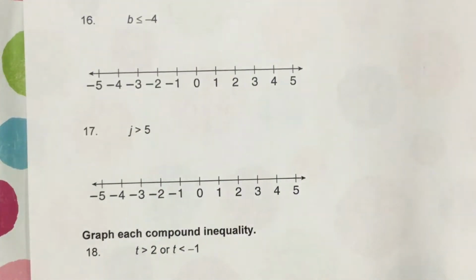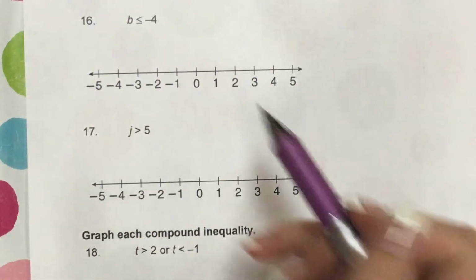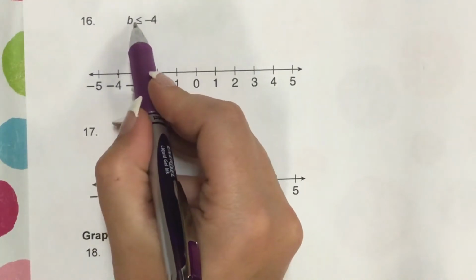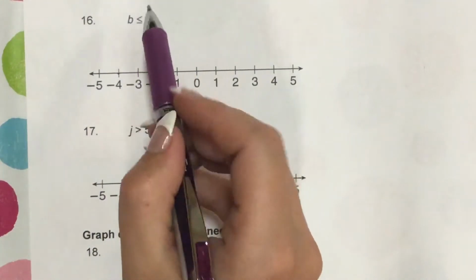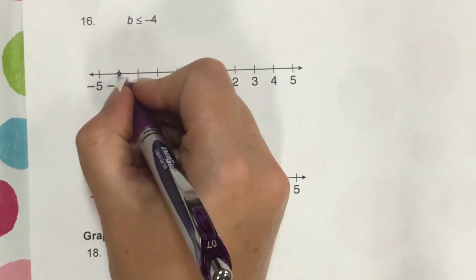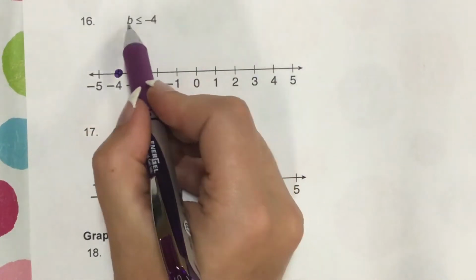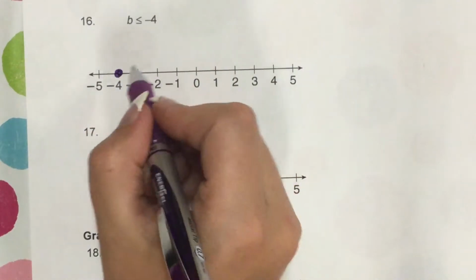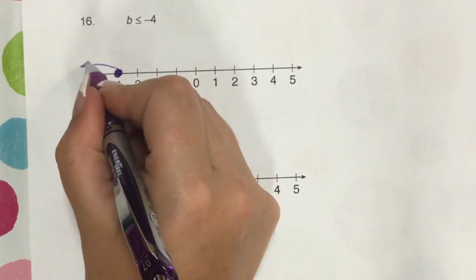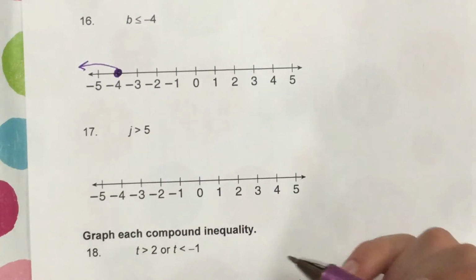So let's see how you did. This says b is less than or equal to -4. So first I need to find -4. And then I need to figure out, well, what circle is it going to be? And this is less than or equal to, that means it's going to be a closed circle right here. And it says b is less than or equal to -4. So all the numbers that are less than -4 would be this way. So that's how you graph it. Okay, so if you got that right, great job.